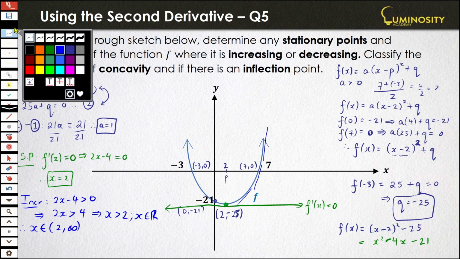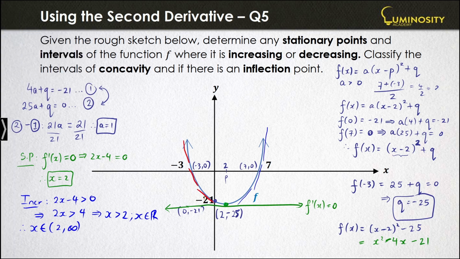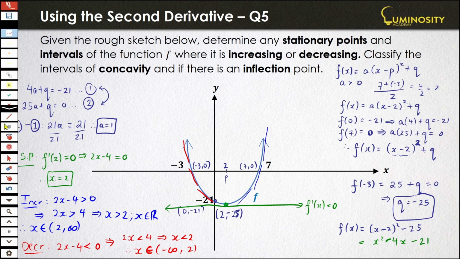And then intervals of decreasing. Again, I can see visually my graph is decreasing here. Algebraically, that's 2x minus 4 less than 0. So these are the first derivative less than and greater than 0. I get 2x less than 4, divide both sides by 2, I get x is less than 2. So therefore, x is an element from negative infinity to positive 2. Okay, so that's the interval of decreasing, and we can see from the graph that it makes sense.